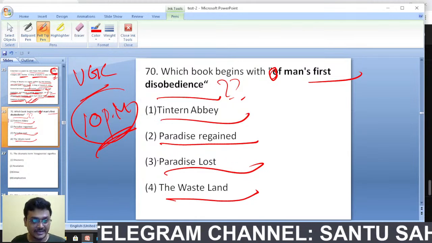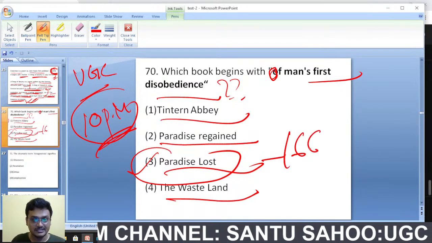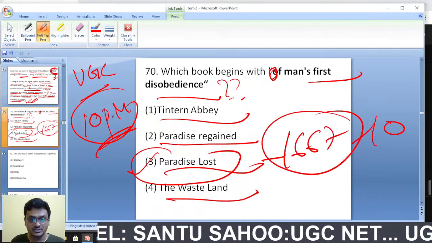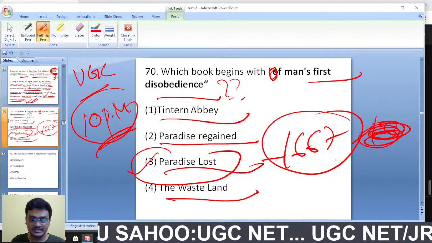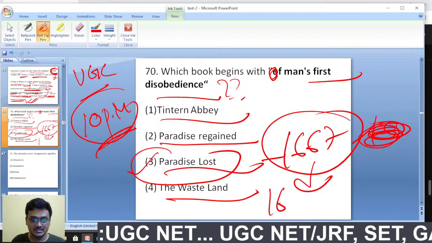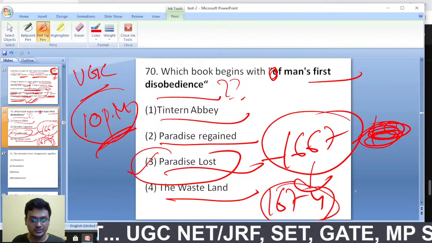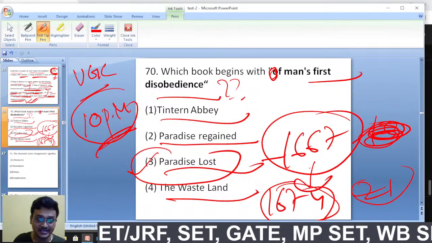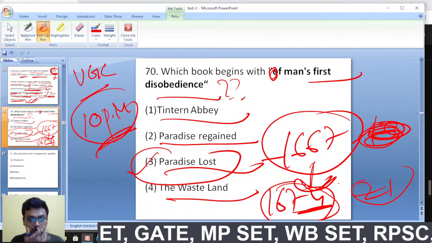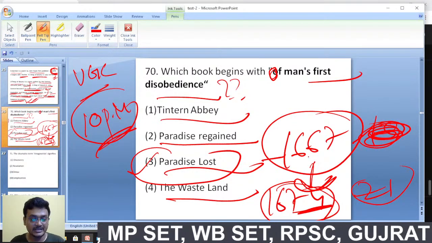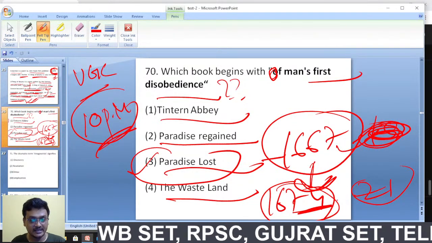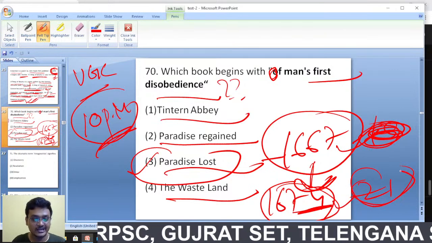Here it is Paradise Lost, published in 1667 with 10 books, and then the second edition came in 1674. Two books were added in the second edition.